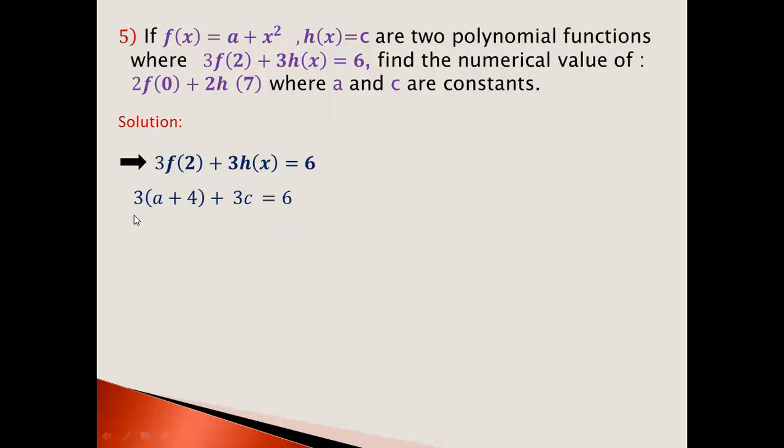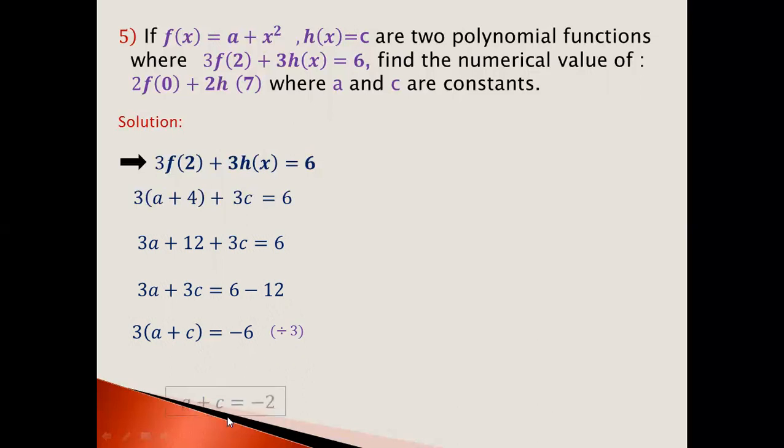At first, we need to multiply 3 inside the brackets. 3 times a equals 3a, 3 times 4 equals 12, plus 3c. We can move 12 to the other side with a negative sign, so it's going to be 6 minus 12. Then we can take 3 as a common factor from the left-hand side: 3 times (a plus c), and on the other side 6 minus 12 equals negative 6. We can divide each side of the equation by 3, so a plus c equals negative 2.